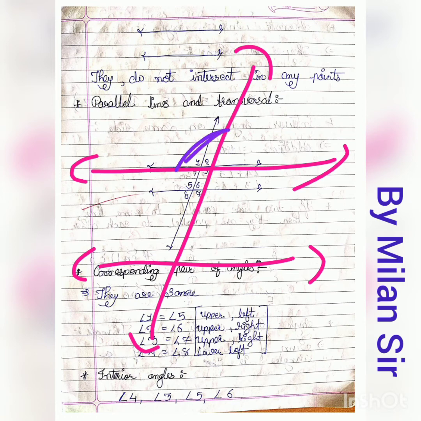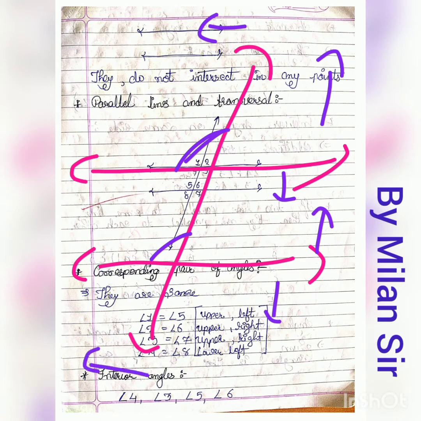Here this angle and this angle, both the angles lie in the upper part of the line. This is the upper part of both the lines and this is the lower part, right? So both the angles are in the upper part and both the angles are on the left hand side of the transversal, right? That means upper upper, left left. Here 1 2 3 4 5 6 7 8 are there.